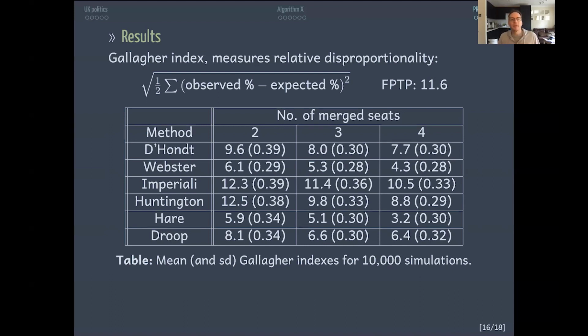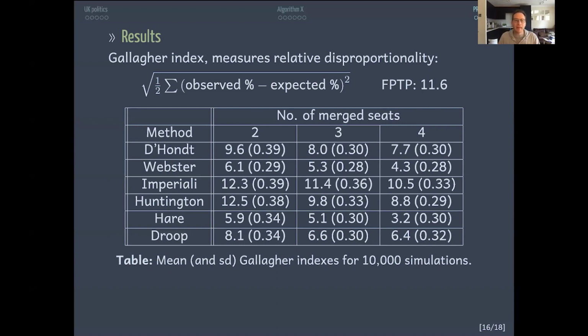A couple of things that I noticed: the Imperiali and the Huntington method, particularly when you merge 2 seats together, gave us more disproportionate results than we have at present in the first past the post method. And the other thing to notice is that the more seats you merge together, the more proportional results get according to the Gallagher index, which probably makes a bit of sense. Particularly the more seats you have available, the more you can spread the results across different parties.